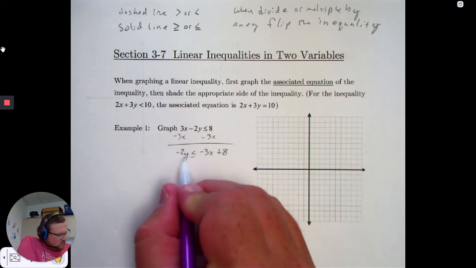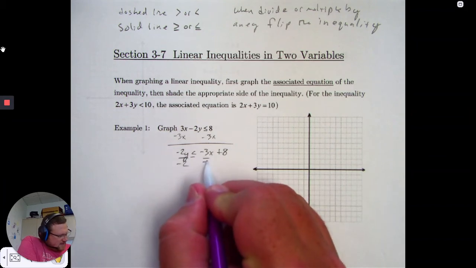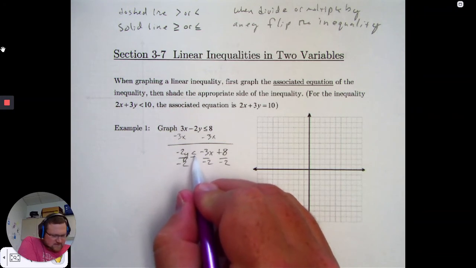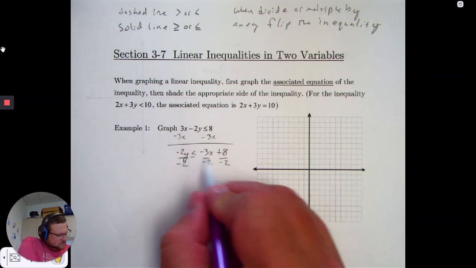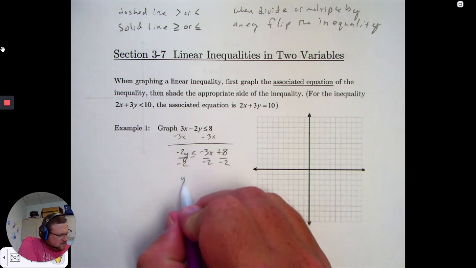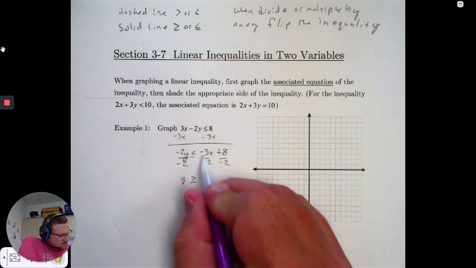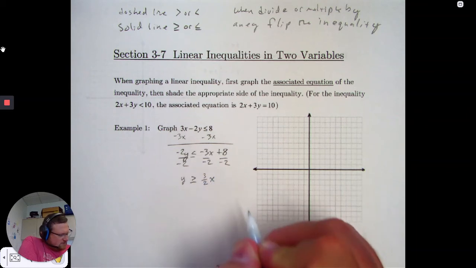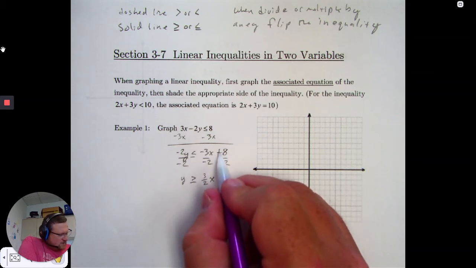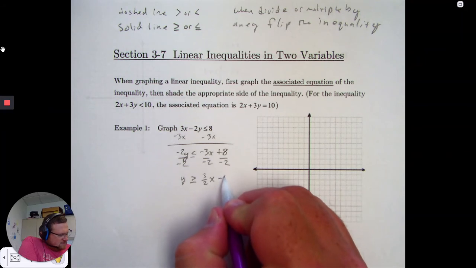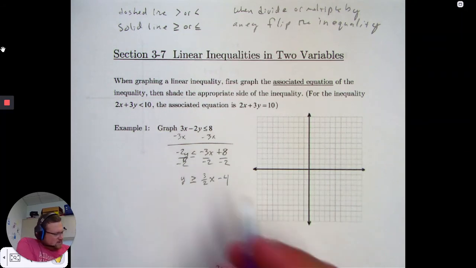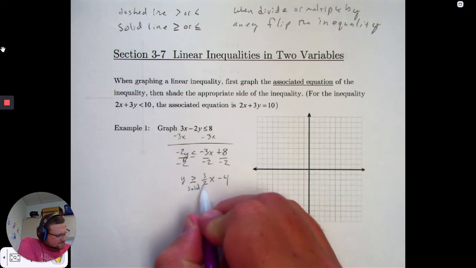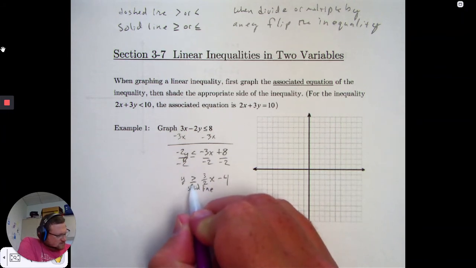Now I need to get y by itself, so I have to divide everything by a negative 2. When I do that, I have to make sure that I flip this because I'm dividing by a negative. So y is greater than or equal to, negative divided by a negative becomes a positive, so 3/2 x, and then we have a positive and a negative, so that's minus 4. Now we have this or equal to, which means we know it's going to be a solid line, right, because of the or equal to.